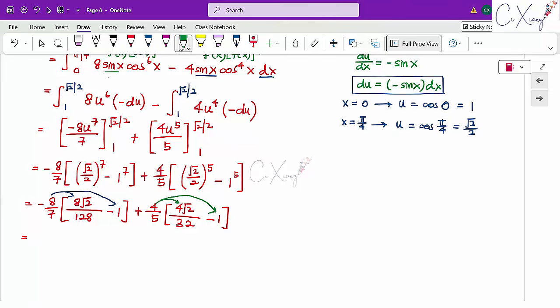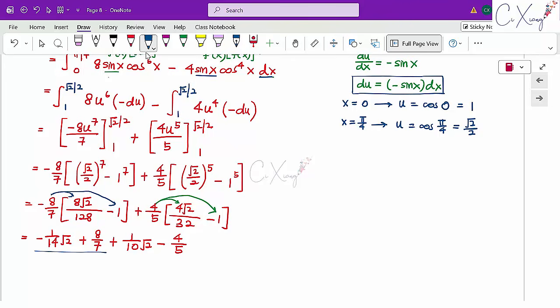Okay, all right, so I'm having negative 8 over 7 multiplied with 8 divided by 128. So I'm having negative 1 over 14 sub 2. Okay, then plus 8 over 7. Then for the next term, you try to simplify also. 4 over 5 multiplied with 4 over 32. So you're having 1 over 10 sub 2 minus 4 over 5.